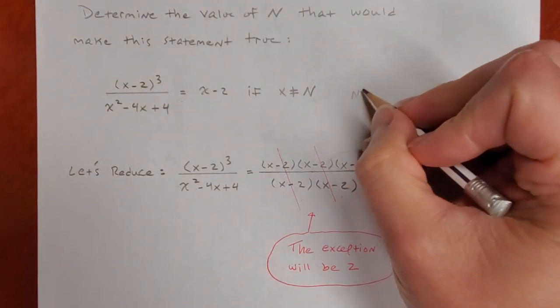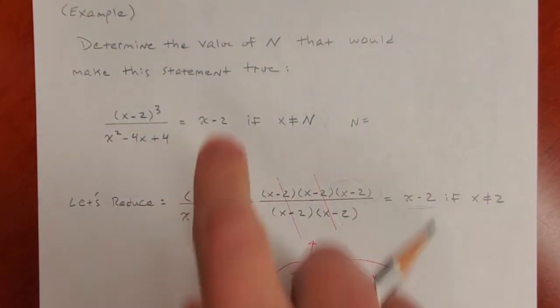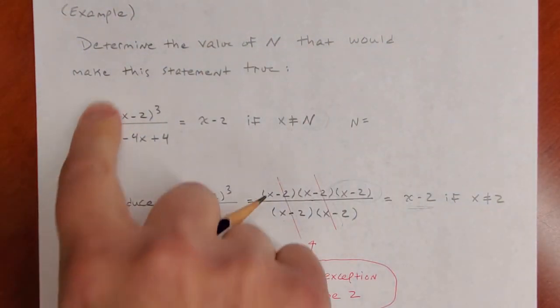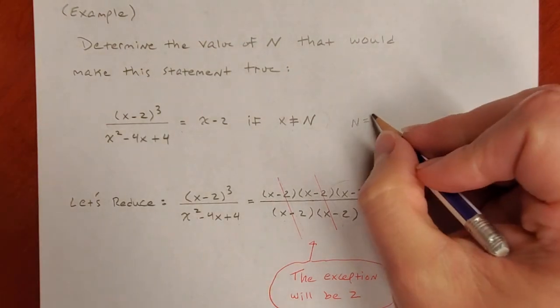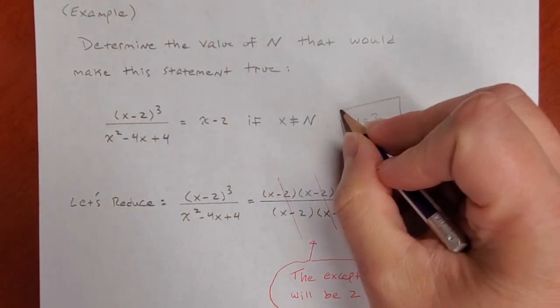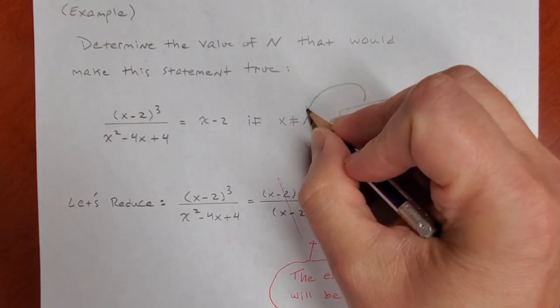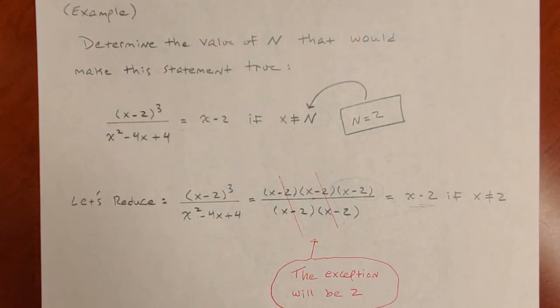So, all right, to give a formal statement of the answer, what should n be so that this statement at face value is a true statement? The n would have to be 2. In other words, that number right there would have to be 2 for it to be true.